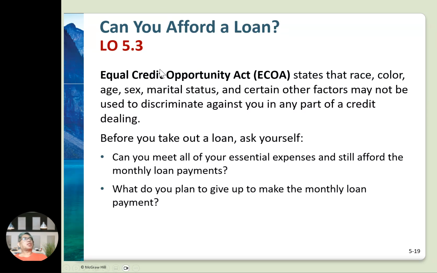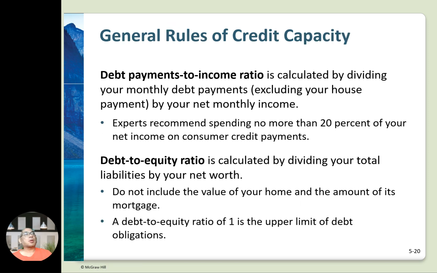Equal credit opportunity. This is objective number 3. ECOA. The Equal Credit Opportunity Act states that race, color, age, sex, marital status, and other factors may not be used to discriminate against you in any part of credit dealing. Before you take out a loan, ask yourself: can you meet all the essential expenses and still afford the monthly loan payments? What do you plan to give up to make monthly loan payments?